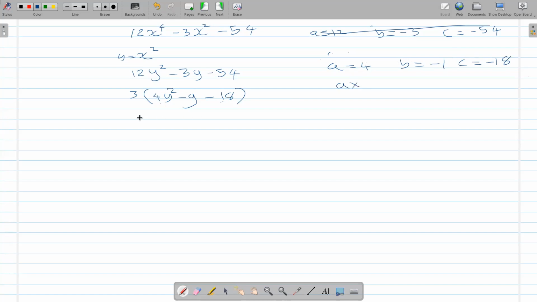If you can do this in mind, you can. Some people might be able to. I need to see this on these type of things. Okay, so A times C, that is 4 times minus 18. I get 72. 4 times 18 is negative 72. Now I need to find the factor pair of negative 72 to give this negative 1.